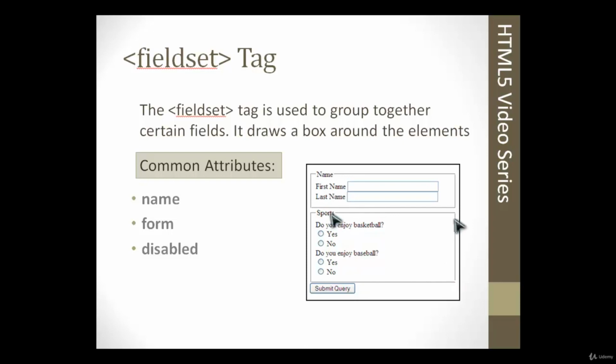And as far as attributes, we have the name attribute, the form attribute, which would just specify which form it belongs to, and they have a disabled attribute, and this would just disable all fields in the fieldset. So now I think we're ready to dive into our project and implement all these form elements that we've talked about.